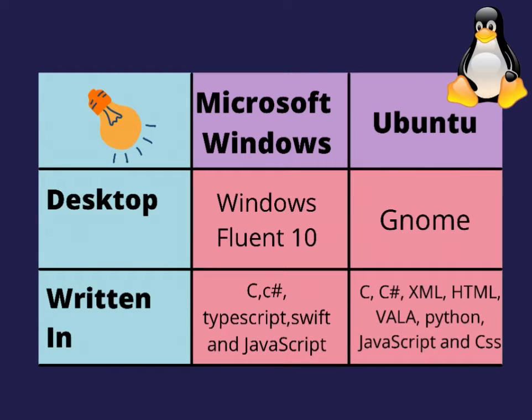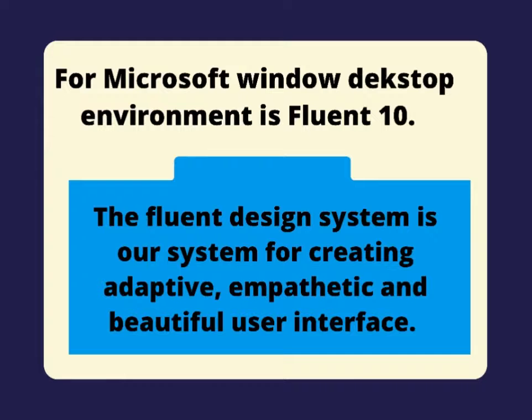For Microsoft Windows, the desktop is Windows Fluent 10, written in C, TypeScript, Swift, and JavaScript. For Ubuntu, the desktop is GNOME, written in C, XML, HTML, Vala, Python, JavaScript, and CSS.